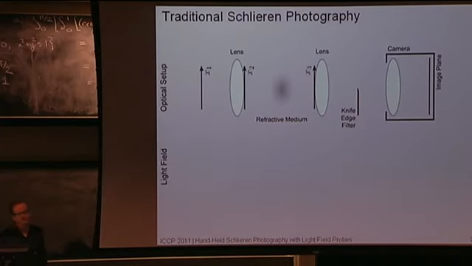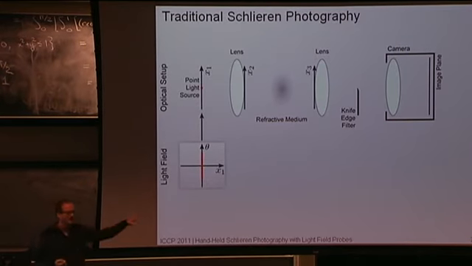But let's take a step back and look at how traditional Schlieren works. A typical setup consists of two lenses with a refractive medium in between, as well as an optical filter, which in this case is a knife edge. The scene is observed by a standard camera. A point light source illuminates the scene, and on the bottom row you see light fields as it progresses through the optical setup. We use a space and angle representation.